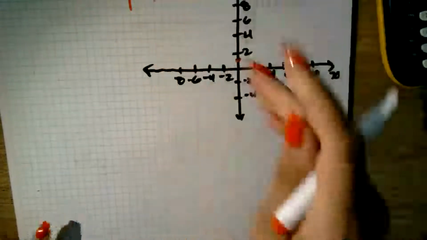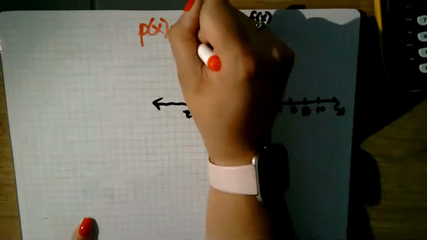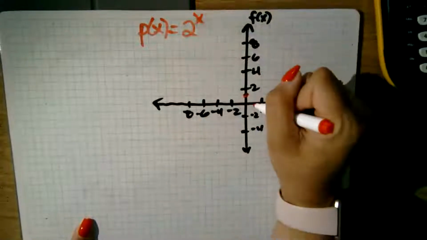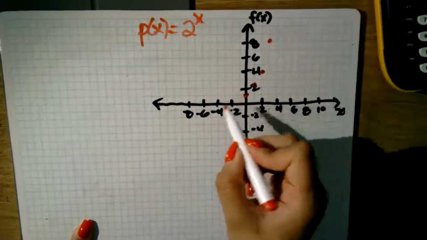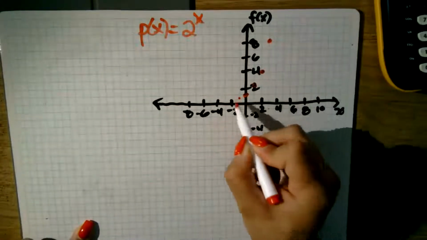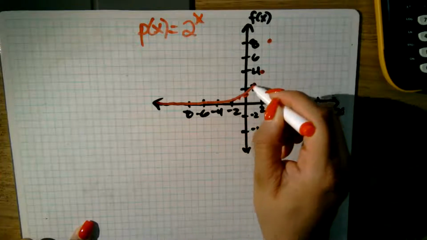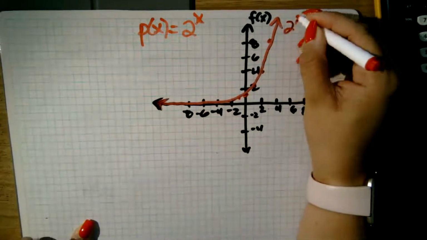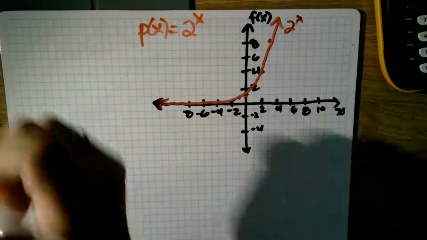Again, I'm graphing my parent function. We'll call it P of X. That's what I make my students call it. P of X equals 2 to the X. So 1 corresponds to 2, 2 corresponds to 4, 3 corresponds to 8, and negative 1 corresponds to 1/2, 1/4, 1/8, and so forth. There is my parent function. This is 2 to the X right here.